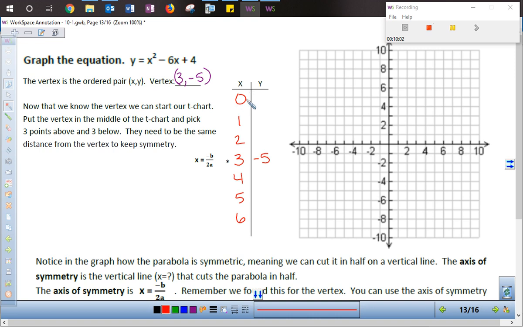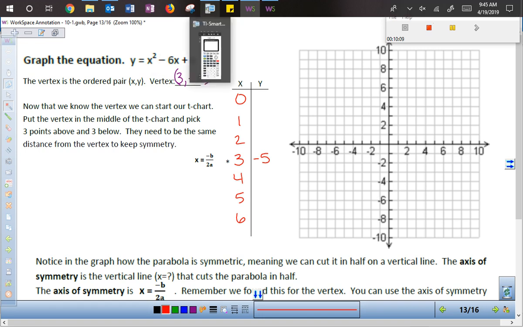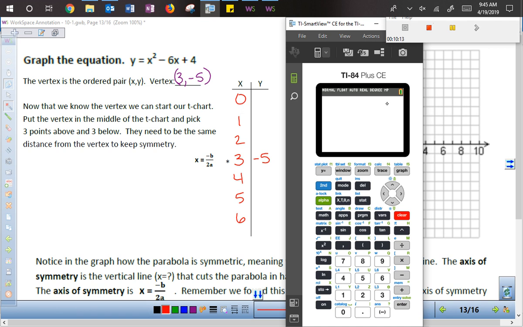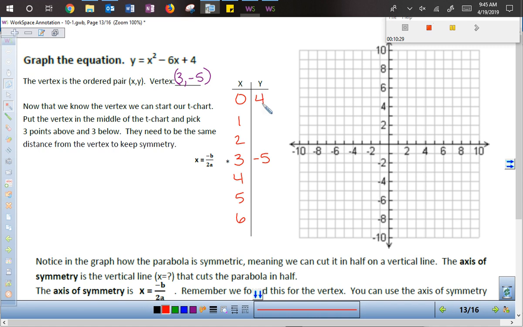Let's start with the number 0. When I substitute 0 into my equation, whenever I put it in for x, we need to put parentheses around it. To help with this, instead of doing everything by hand, let's put it into our calculator. So first I have x squared, so I'm going to put 0 in parentheses squared minus 6 times 0 plus 4. Now when I do that, I'm going to get a result of 4 back, so that can go here.